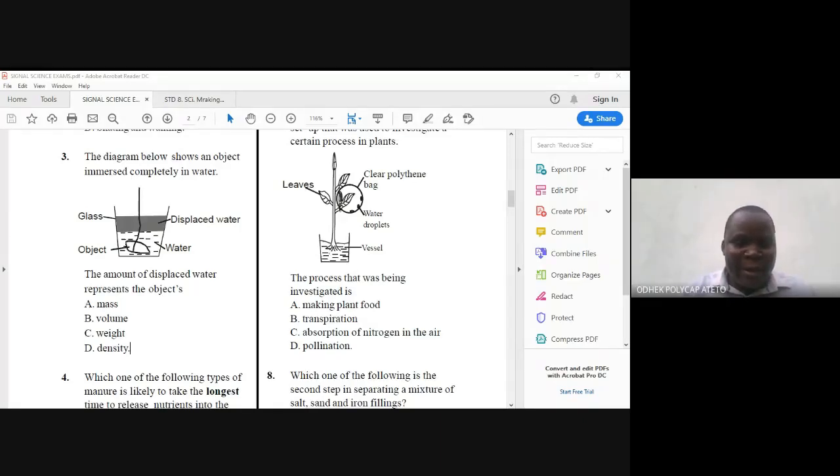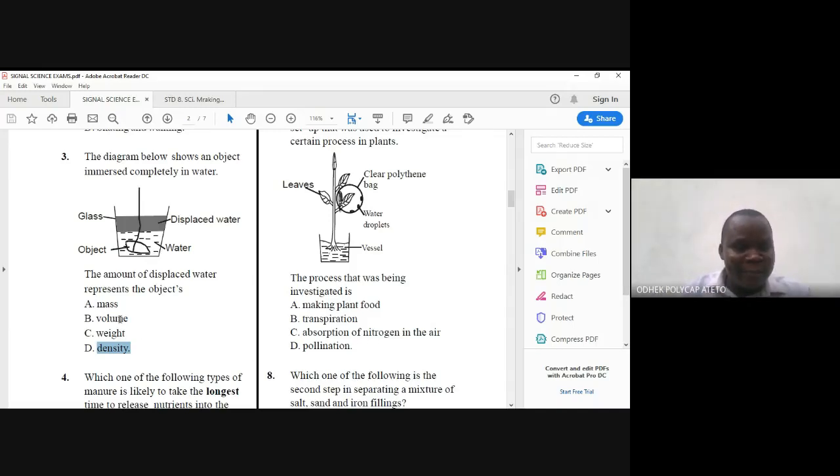Then the density. This one we have not calculated, we don't do it in primary, but if you want to know the density of a substance, you can write the formula because you are going to use it in Form 1. You are going to Form 1 in May. So write the formula so that when you come to senior school, you'll find me teaching density. The formula for calculating density is mass of the substance over the volume. Mass over volume. That is density.